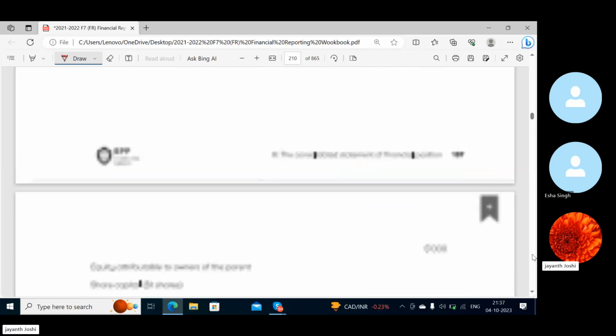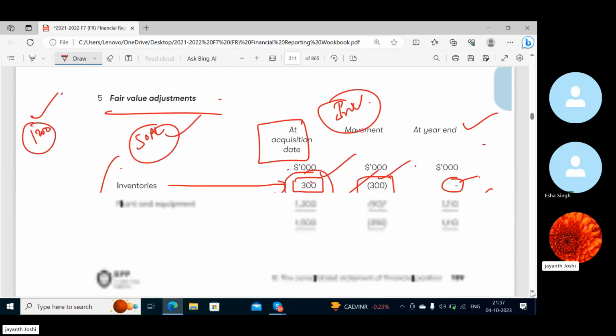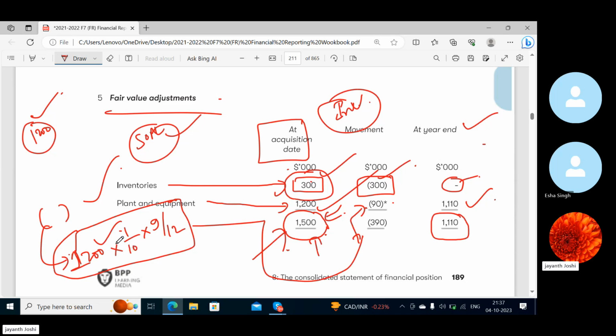10 years is the remaining useful life, so we will take 10 years here. Because we are taking one year, this year we have to take the excess depreciation, so 1 out of 10 years, and we will be taking only post-acquisition things. Pre-acquisition things will not be taken into consideration. So we get the excess depreciation adjusted, and at the year end we have to do the adjustment.